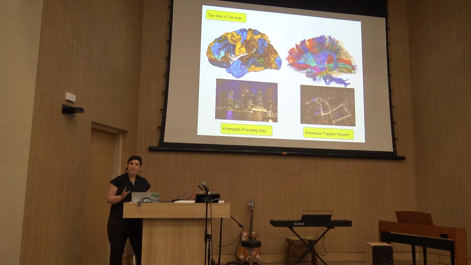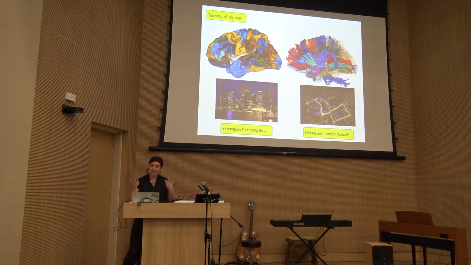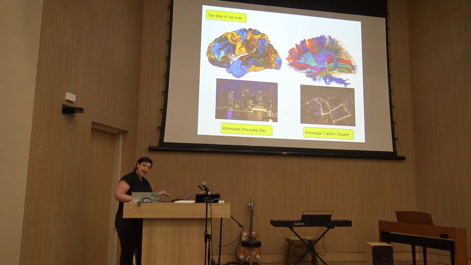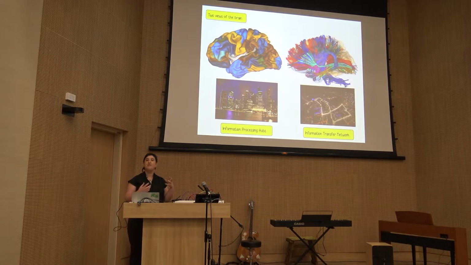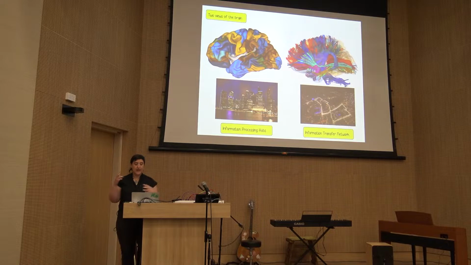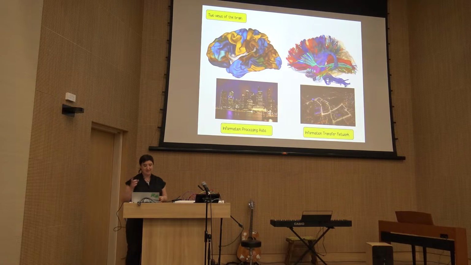So there are two main perspectives that we can bring when we think about how the brain is organized. And on the left here, we have a view of the brain that looks for information processing hubs, discrete areas of the brain that might be doing a particular job. On the right-hand side, we can imagine the brain as an information transfer network, where we look at the patterns of connectivity between these different processing regions.